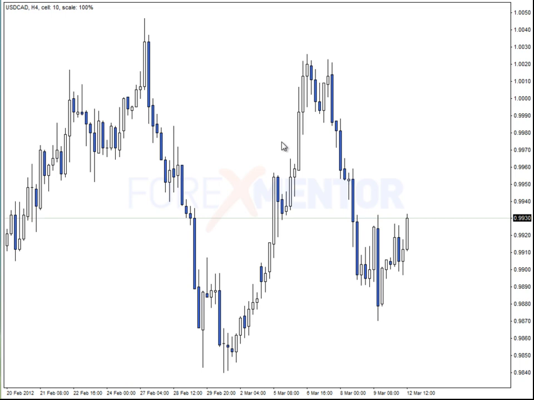This is a 4-hour chart I've got up at the moment, and what we're looking for is key areas where we could expect a potential trade opportunity. Here again, we're looking for patterns and our key levels.